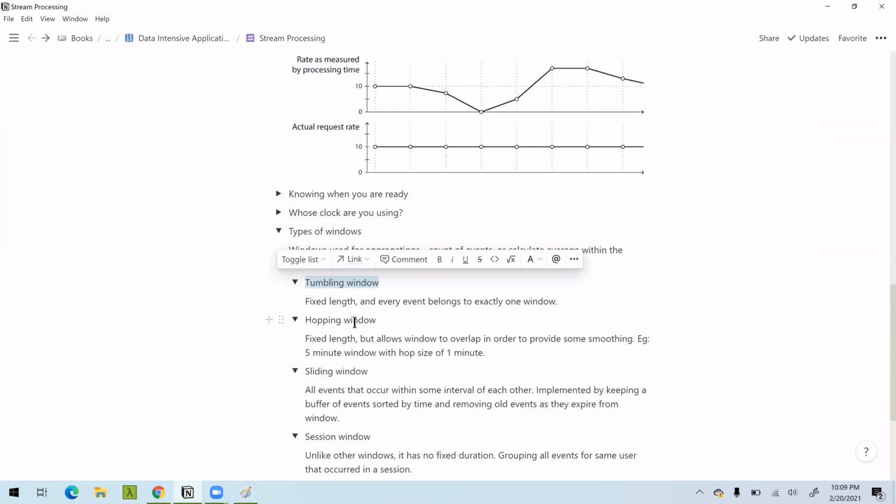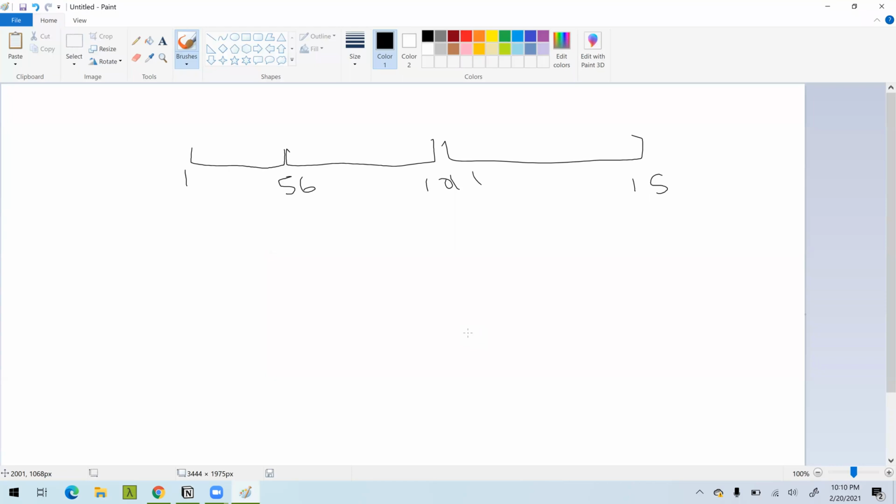The second is hopping window. A hopping window is again fixed length, but it allows some overlap to provide smoothing, right? Let's say you have a 5 minute window with a hop size of 1 minute. So your window is of length 5, 1 to 5, and your hop size is 1 minute. So the next window will hop by 1 minute, and will start from 2 to 6, right? Then you will again hop by 1 minute, so the next window will be 3 to 7. So this is your hopping.